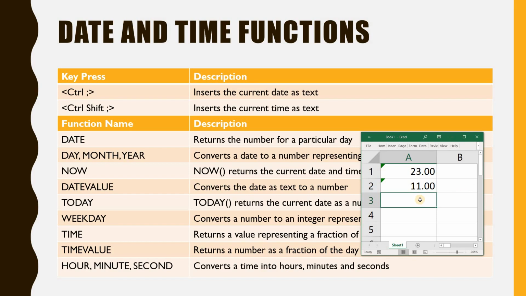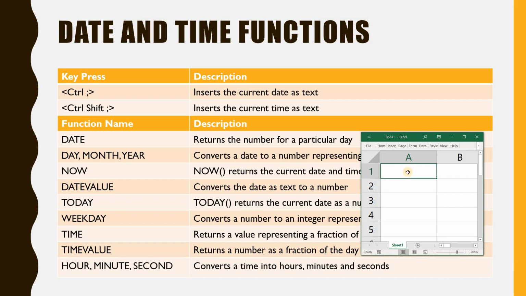Finally, equals year, and again 23/11/67, and this time it should let us know the year number, which is 1967.